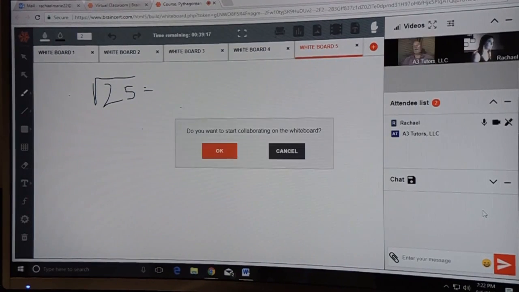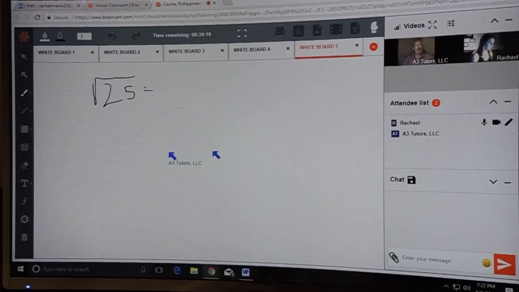I'm going to give you the ability to do your own pencil. Please do. Okay. You want me to write in the square root of 25? Yeah, what's the square root of 25? Just write it in. Okay? Yes. Is that right? Yeah, that's correct.